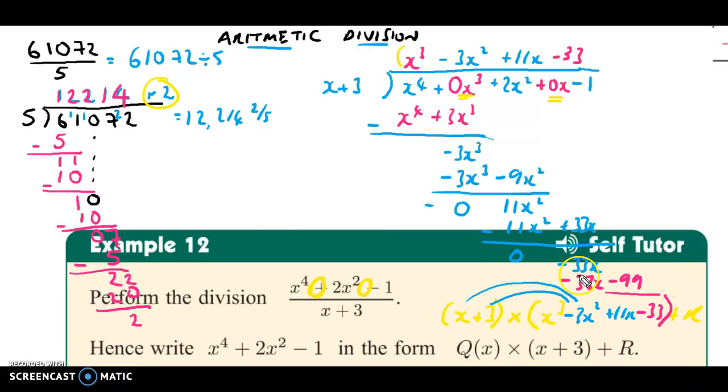We do the takeaway again, those two will cancel, give me 0, and minus 1 minus minus 99 is minus 1 plus 99, so it becomes plus 98. So the remainder is 98, and this will be plus 98.